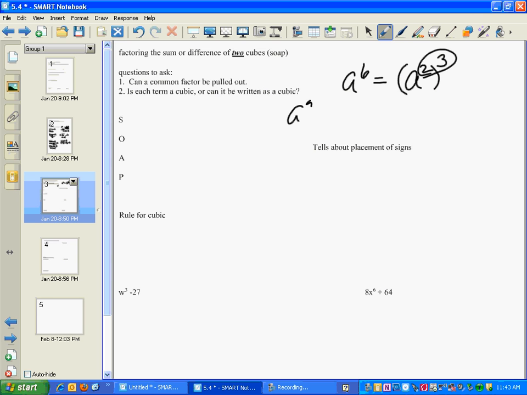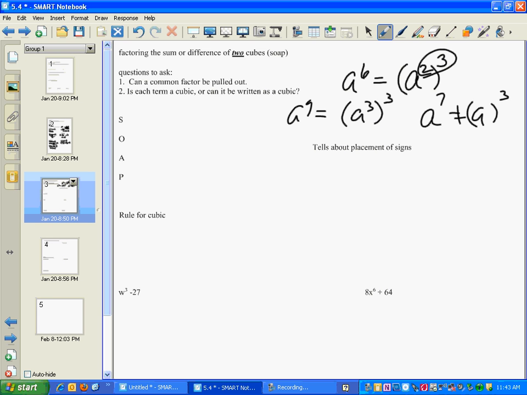So a to the ninth, can this be written as something to the third? A to the third raised to the third is a to the ninth. It's a perfect cube. What about a to the seventh? No, because I can't write that as a to some value to the third. Doesn't work, right? So do we understand what cubes are now?